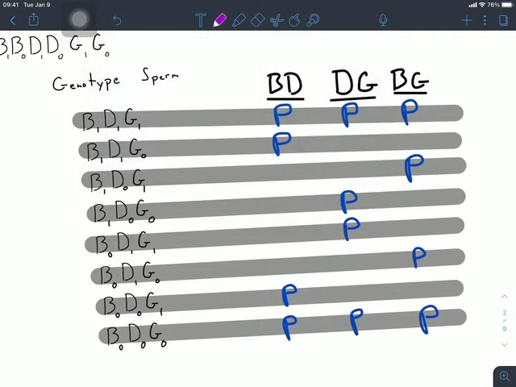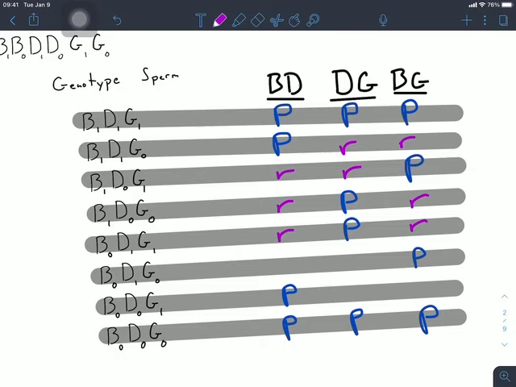Conversely, we'll go in and fill in the recombinants, just double checking. D and G, we've got a 1 and 0. B and G, we've got a 1 and 0. B and D, 1 and 0. D and G, 1 and 0. Yep, 1 and 0.